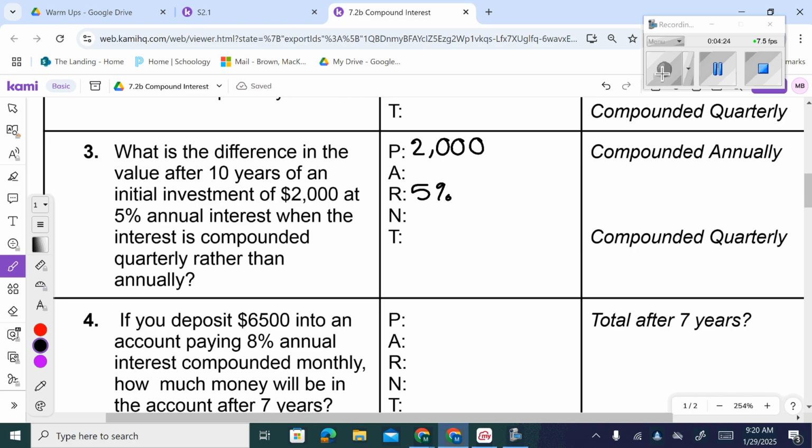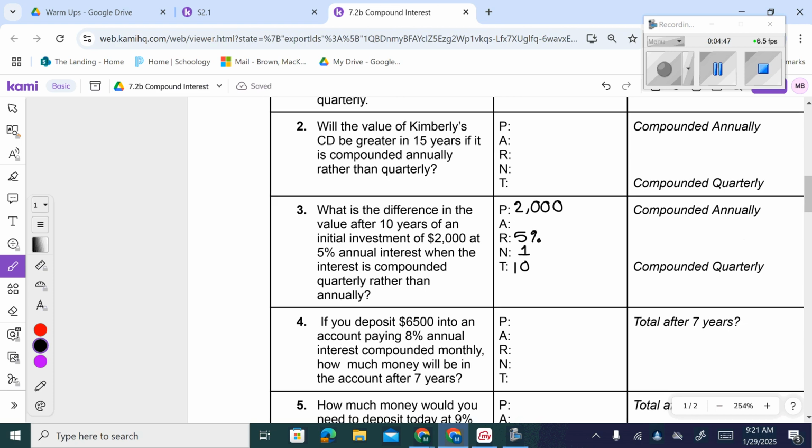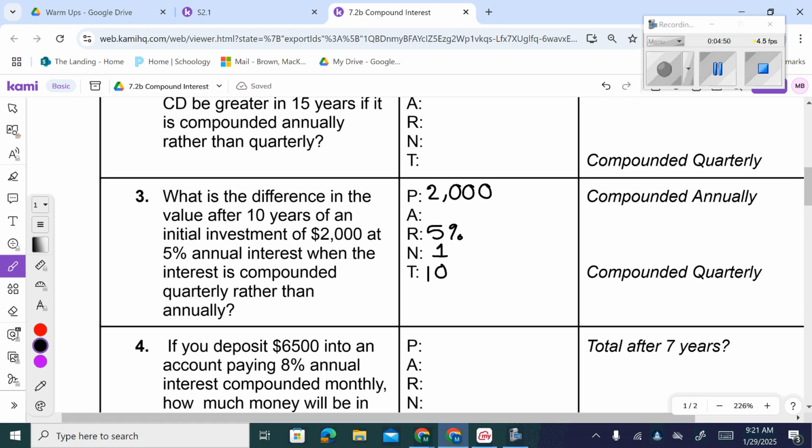What is my N? If I'm talking about compounded annually, annually means how many times a year? 1. 12 would be monthly. Annually would be 1. Okay, if it's annually, it's just once a year. Okay? And then what's my amount of time? 10 years. Good. So if I'm just trying to figure this out right now for annually, I'm going to put it in my formula. All I have to do is replace my variables. What's my P going to be?